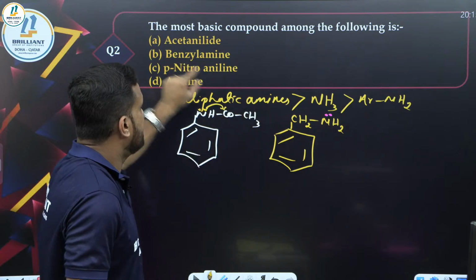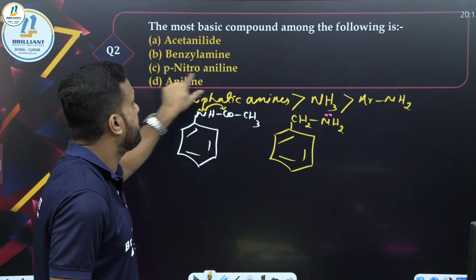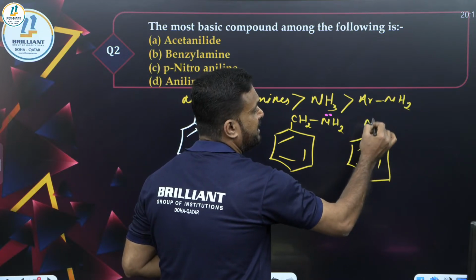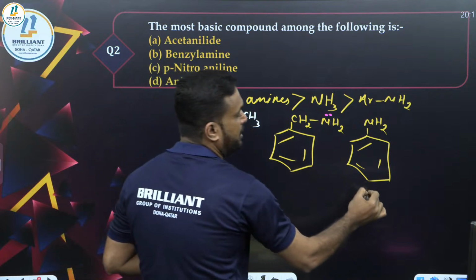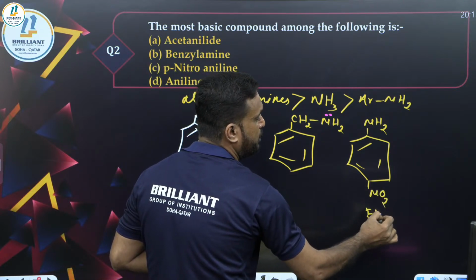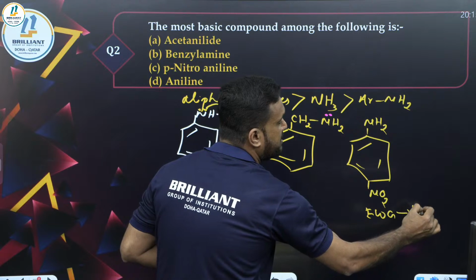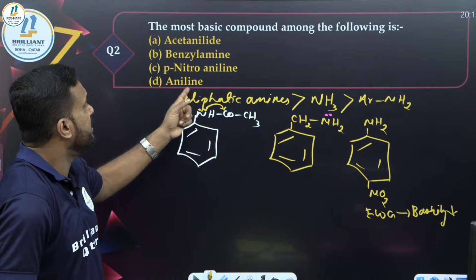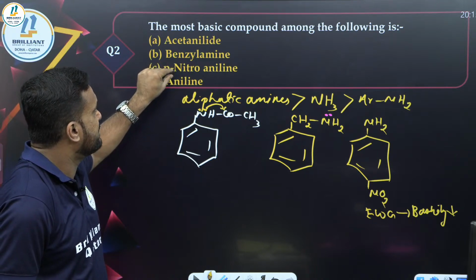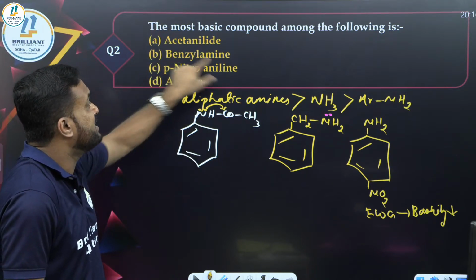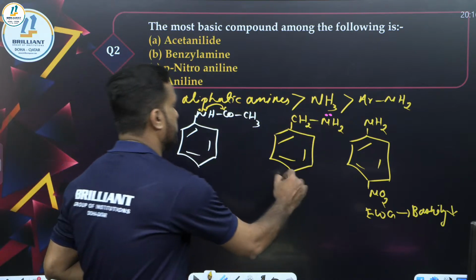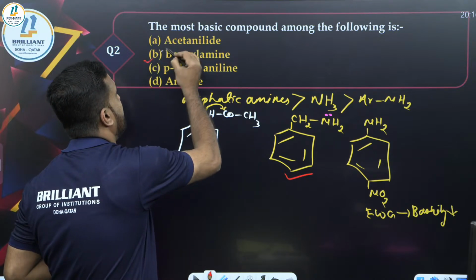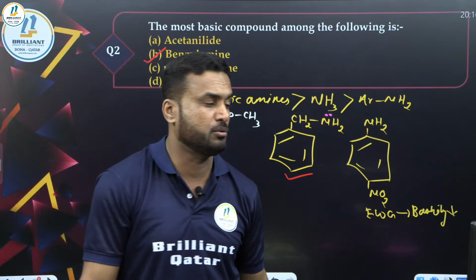this one, benzylamine, is an aliphatic amine, so keep that in mind. Para-nitroaniline, we need not even consider, because here it is NH2 with a NO2 group. NO2 is an electron withdrawing group. Electron withdrawing groups always decrease the basicity, which means it is less basic than aniline. So para-nitroaniline is less basic than aniline, and acetanilide is also less basic. Benzylamine is aliphatic. So the correct answer is benzylamine, the most basic among these, because the NH2 group is not directly attached to the benzene ring.